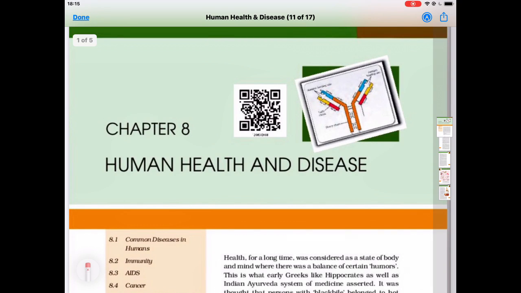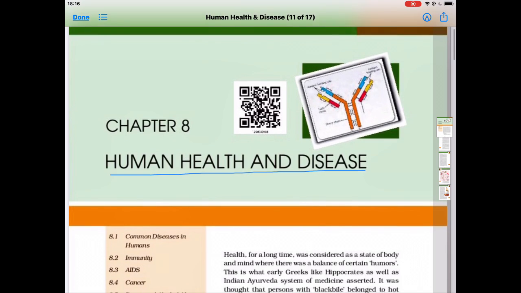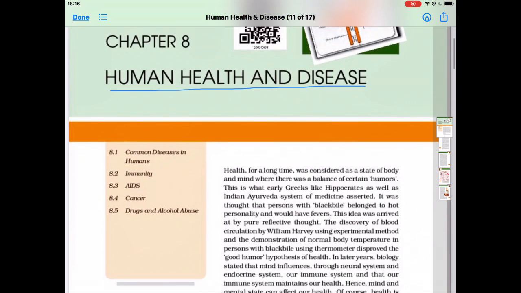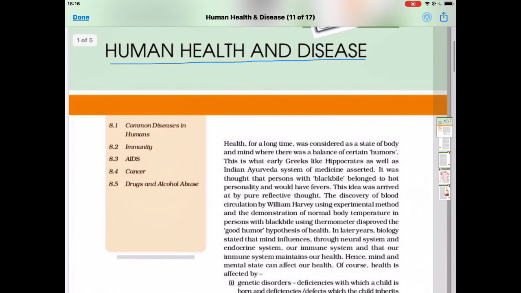Good morning, students. Our today's topic is human health and disease. As the chapter on evolution has been removed by the CBSE, we will start with chapter 8, human health and diseases. Health for a long time was considered as a state of body and mind where there was a balance of certain humors. What are humors?